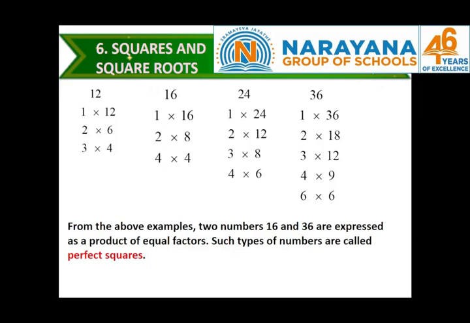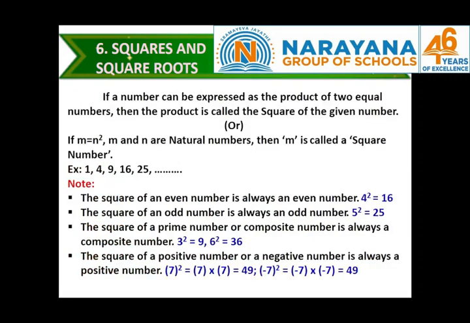From the above examples, two numbers 16 and 36 can be expressed as a product of equal factors. See, 16 we can express as a product of 4 into 4. The same 36 also is possible to express as the product of same factors, 6 into 6. Now, if a number is expressed as the product of the same factor two times, then such numbers are called perfect squares.